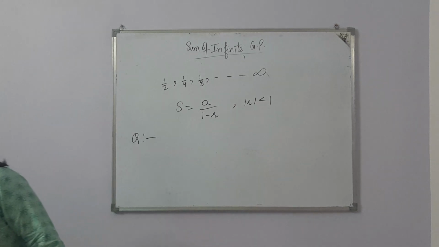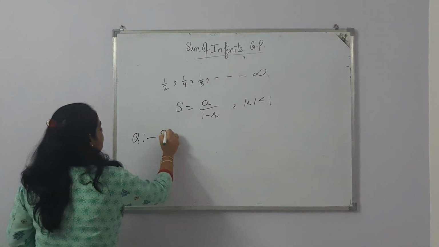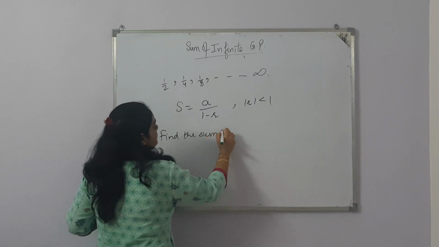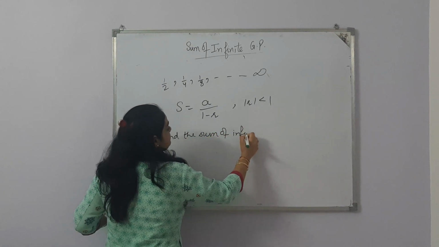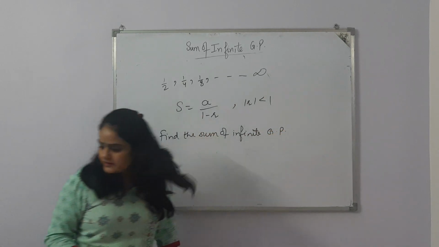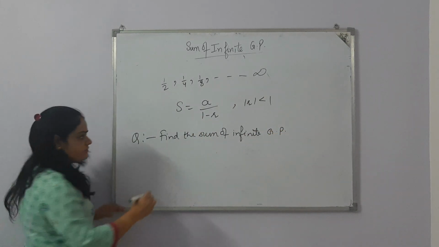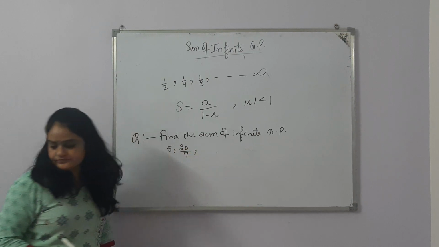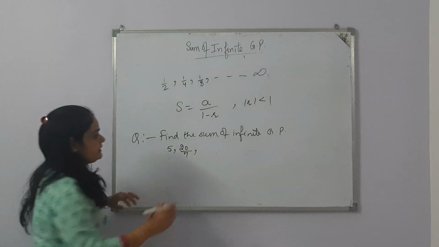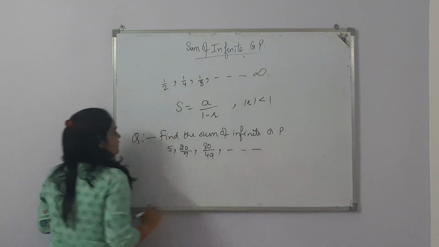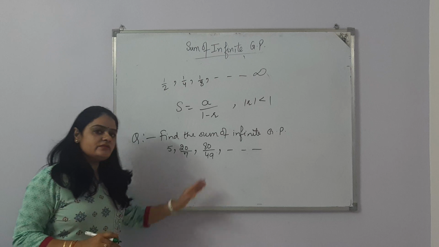Now let's do one question. Find the sum of the infinite GP, which is 5, 20 by 7, 80 by 49, and so on up to. So it is already given that this sequence is your GP.